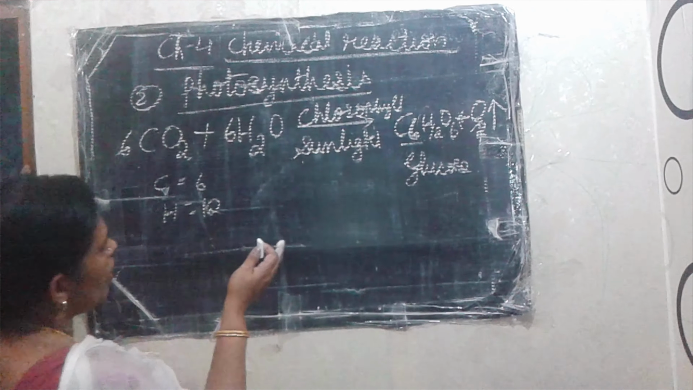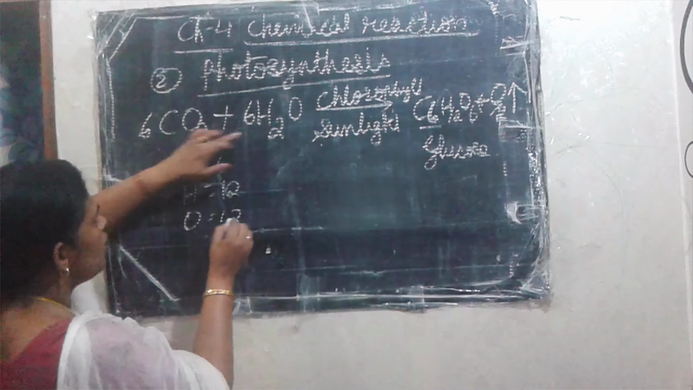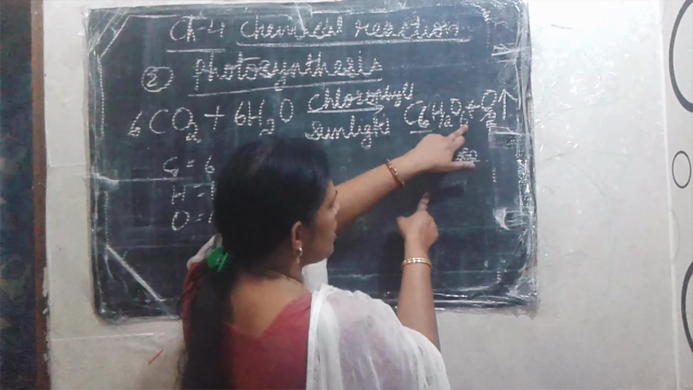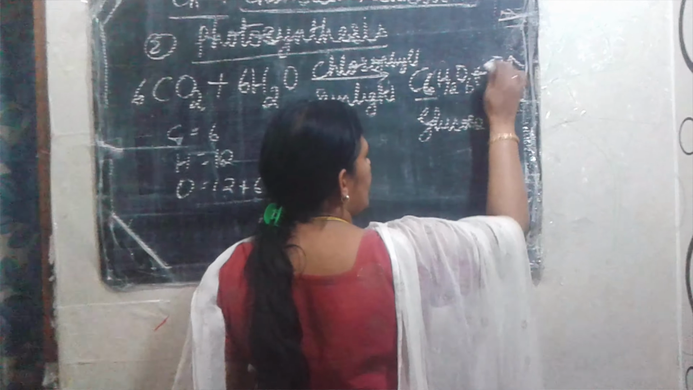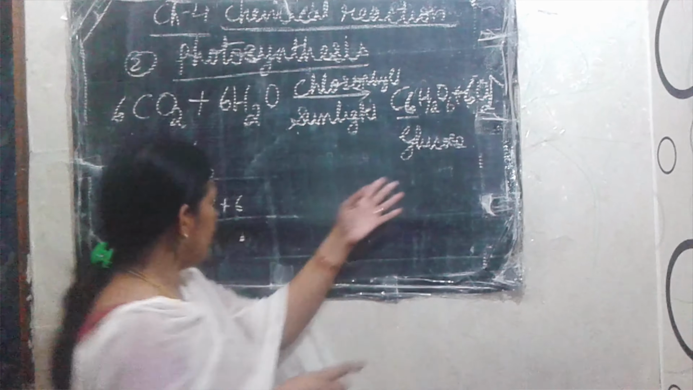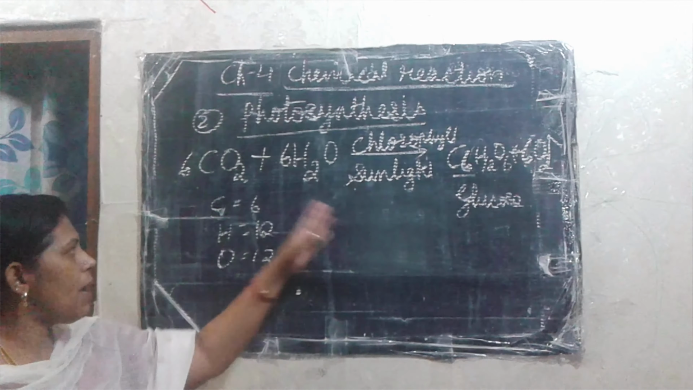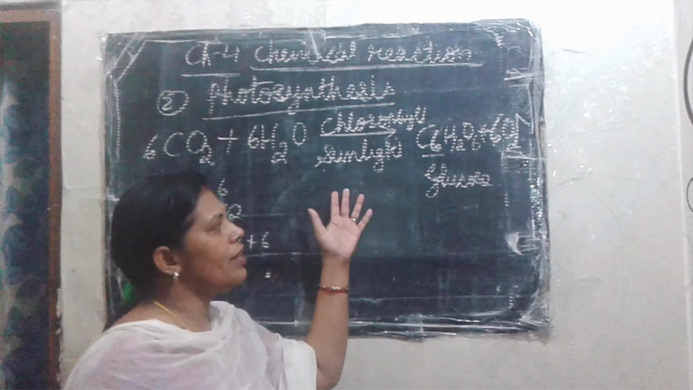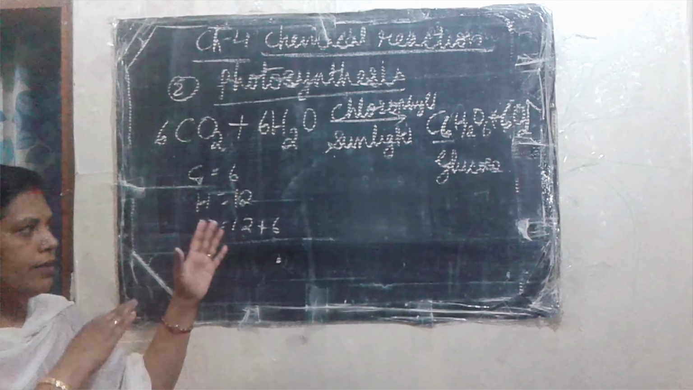So is it clear now? Here oxygen is 12 plus this 6, so 18. Here how many? It is oxygen 6 and here 2. To make it 12, what do we have to do? 6 here also. So here also 18 oxygen. Is it clear? Now the equation is totally balanced. Carbon dioxide and water react in the presence of chlorophyll and sunlight, forming glucose. So it is a chemical change, and it is irreversible.